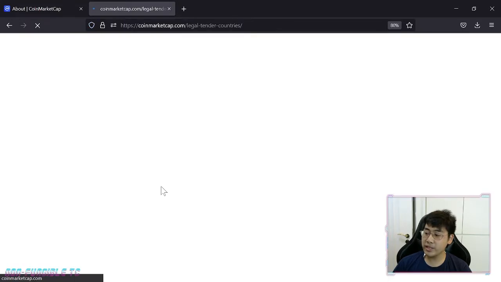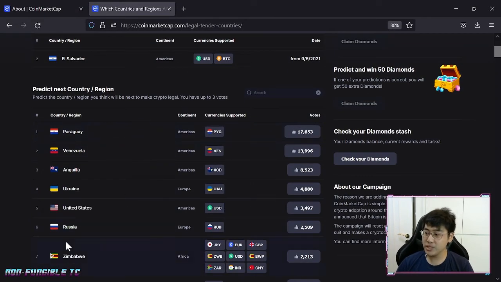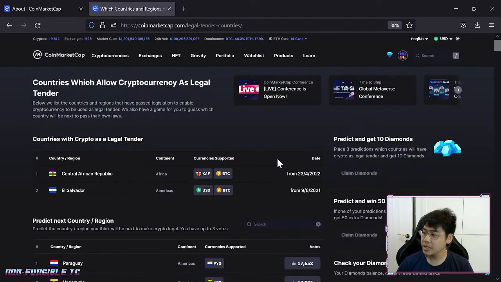And interestingly, they have one that's called legal tender. So it shows you which countries are actually using Bitcoin or maybe crypto as the currency, right? As the legal tender. And then you also have a thing where you can actually predict which countries would use Bitcoin or crypto as legal tender. And they kind of gamify it. So if you create an account, you can participate in this, and then you can earn diamonds, which you can use to earn perks, which I will talk about later.